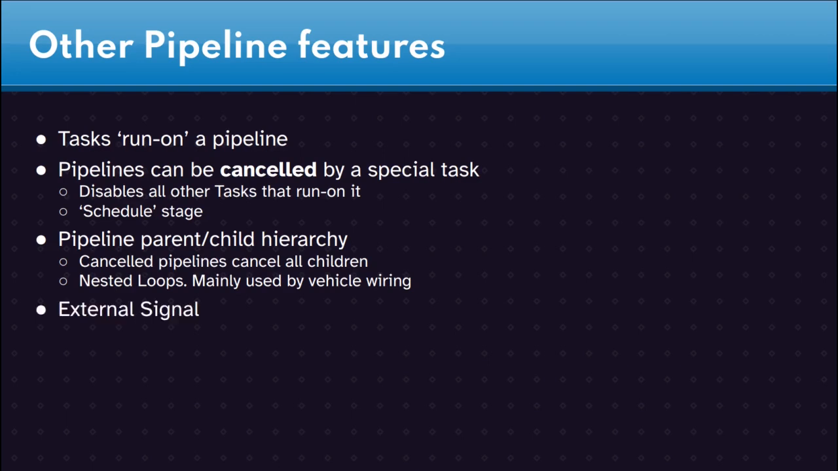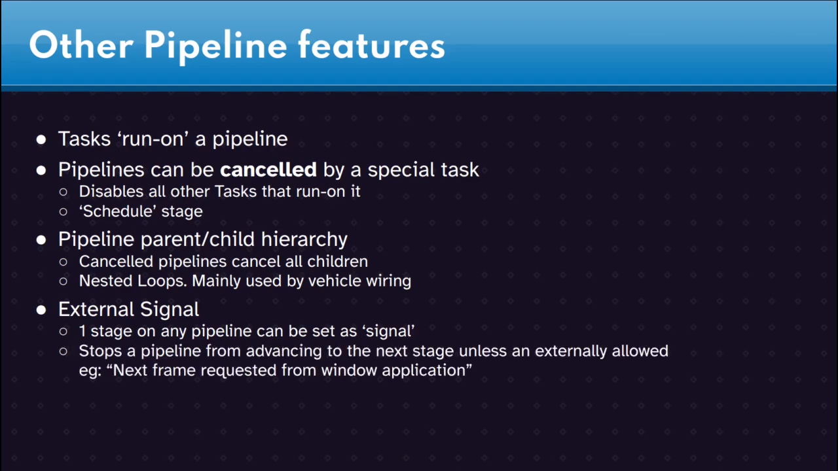And also there's something called an external signal. That's where a single stage on a pipeline can be set to wait for a signal. This would stop the pipeline from advancing to the next stage unless externally allowed. For example, requesting a next frame from the window application. You can think of this like a machine: you hit a button, and then it starts running through a process, and then it finishes. And then you can hit the button again, it starts running the process, and it finishes. So when the window application requests a frame, okay, you need to render something right now.